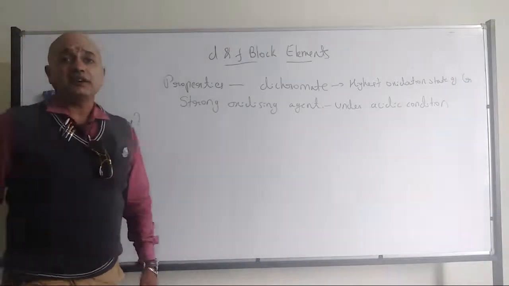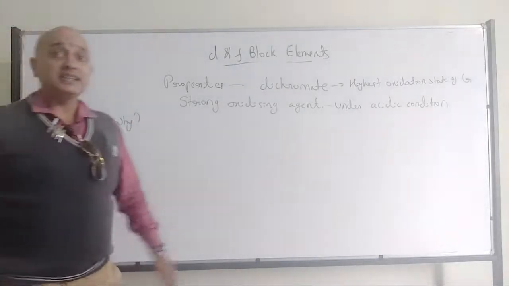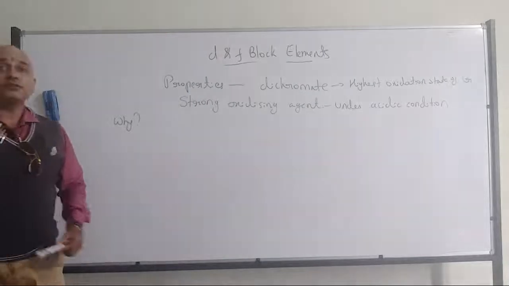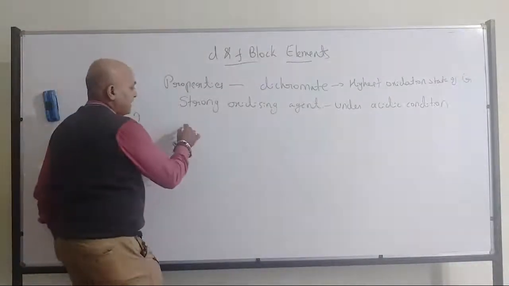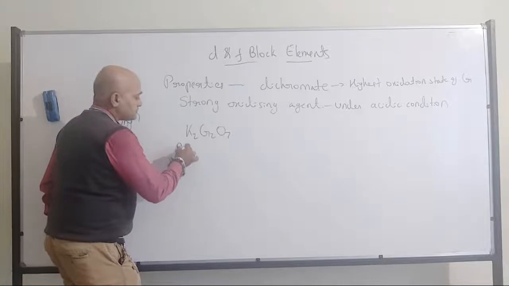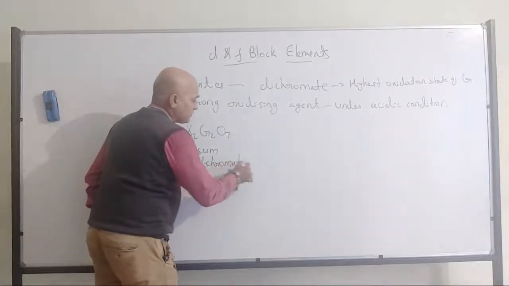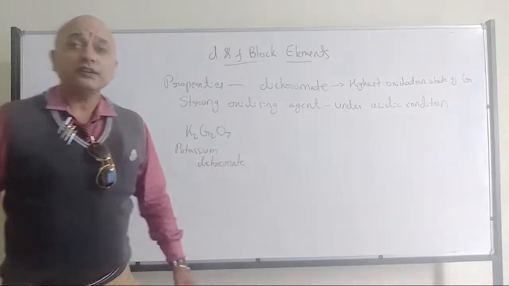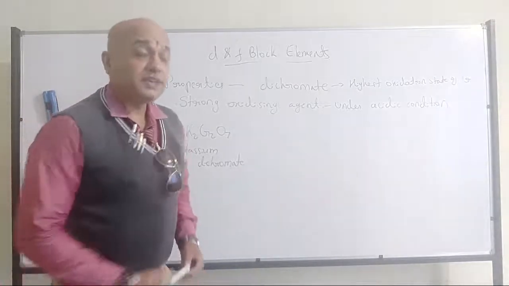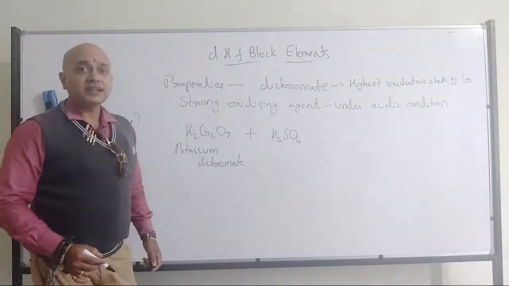But that is not the only reason. There should be many other reasons why it acts as a strong oxidizing agent, especially under acidic condition. To understand this, we have to know the reaction. That is, if I take K2Cr2O7, potassium dichromate. Please remember, the same logic is applicable for sodium dichromate also. Since we have prepared potassium dichromate, I am going with potassium dichromate only. Under acidic condition, that is sulfuric acid.